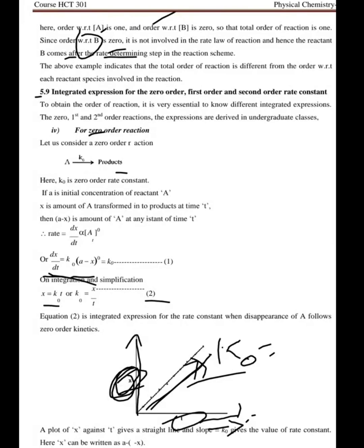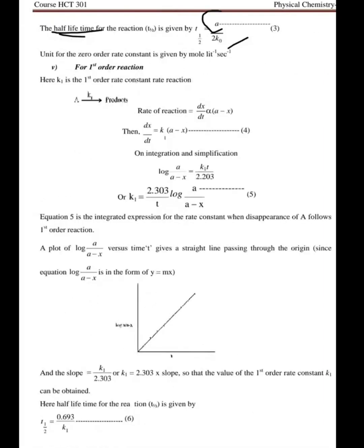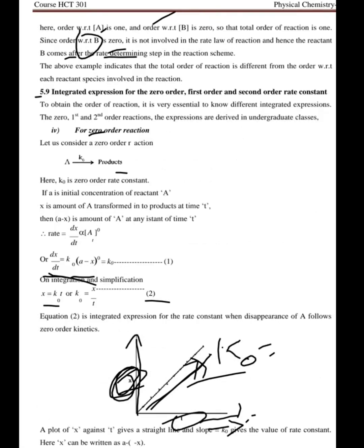Here, A is C. What you are seeing here is nothing but the initial concentration of the reactant. Initial concentration of the reactant is this A. This A is the reactant here.